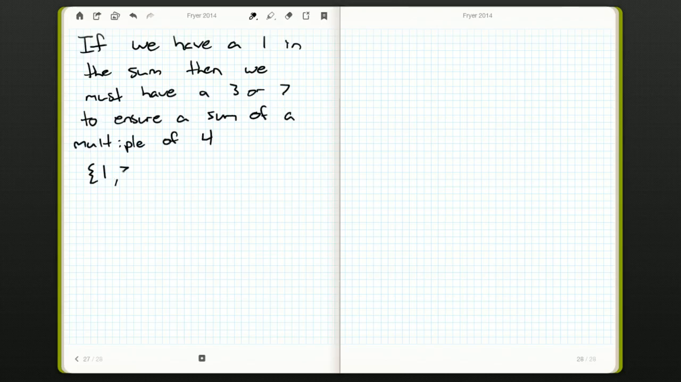So if I have a 1, I can have 1 and 3. I can have 1 and 7. I can't just have 1 and 5 by itself. That would give us a sum of 6, and that would be no good.